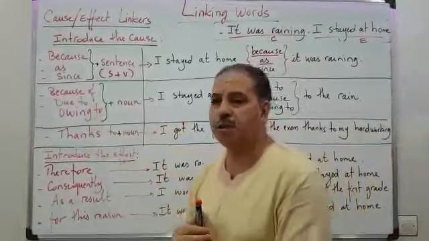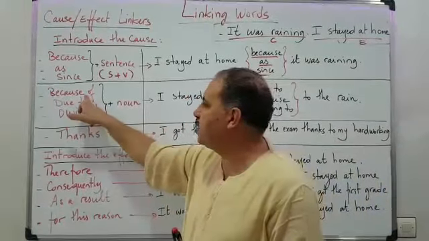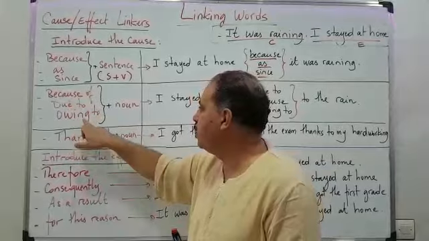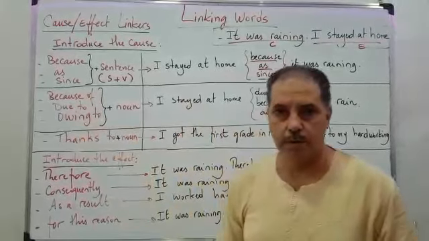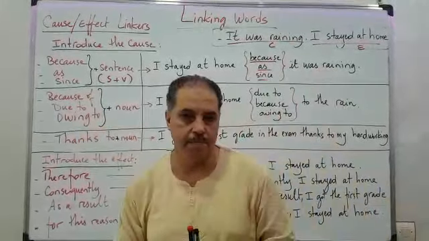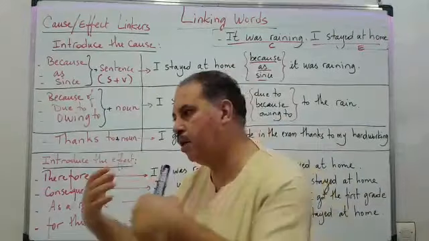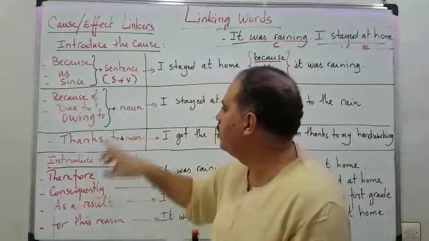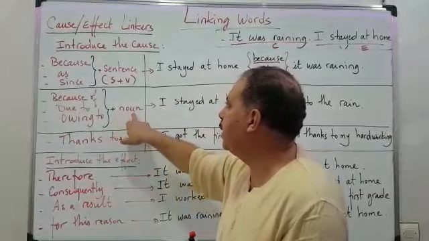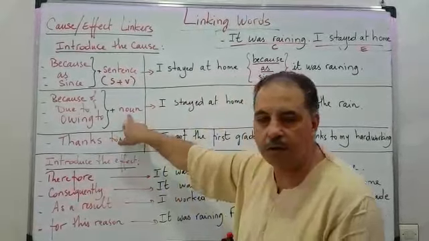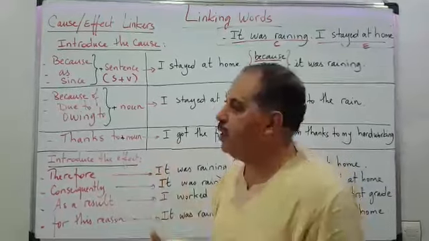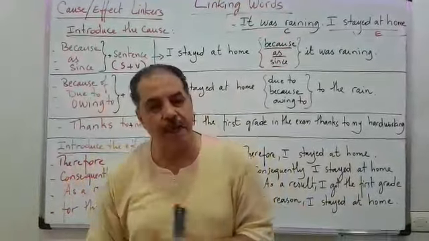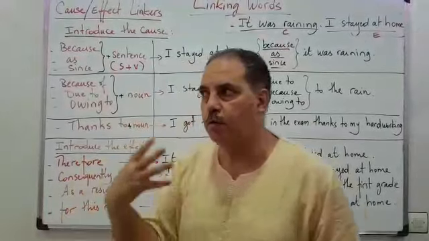Now the second category is because of, due to, and owing to. بسبب or من أجل. Okay, so due to. So these are followed not by a sentence but by a noun. Here I'd like to talk to my students of Baccalaureate. In this case we need word formation.